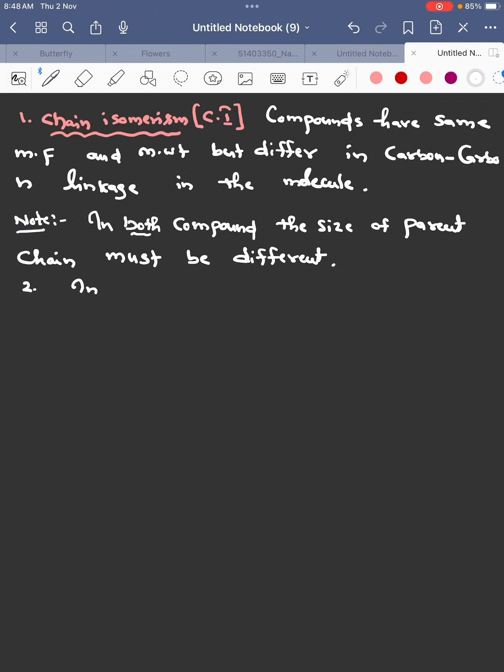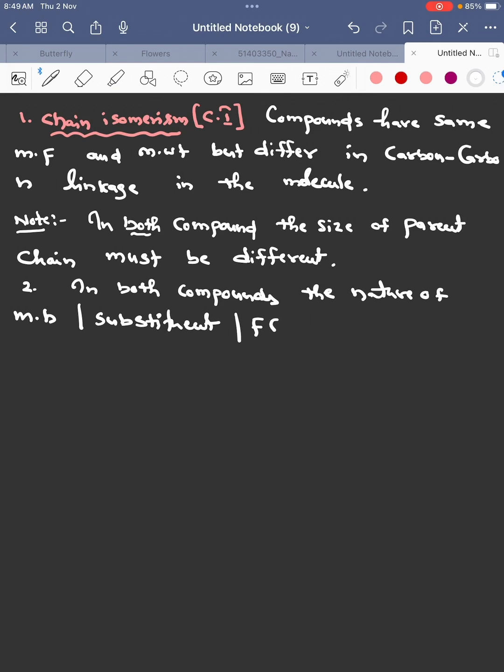Second one: in both compounds, the nature of multiple bonds, I will write MB, substituent or functional group, I will write FG, functional group must be same. You should not change. Must be same. This is the second note.